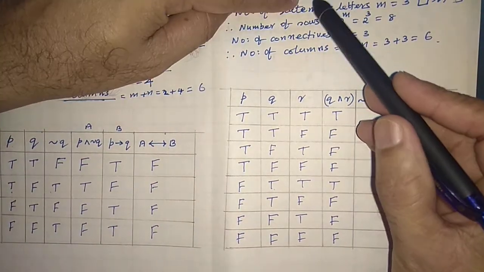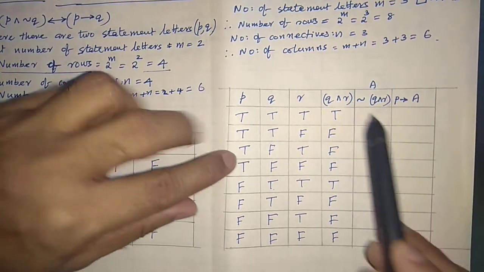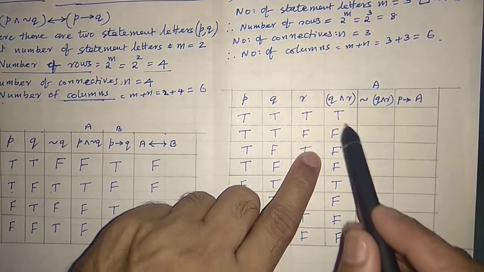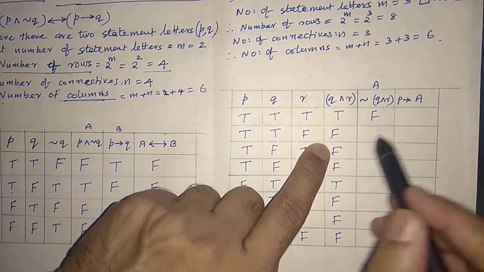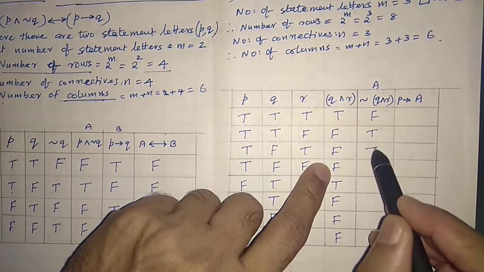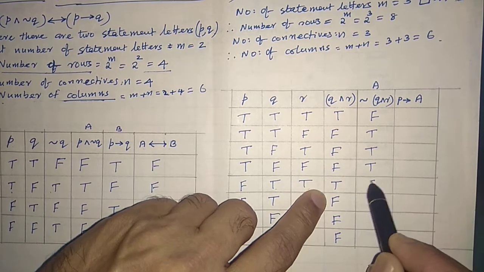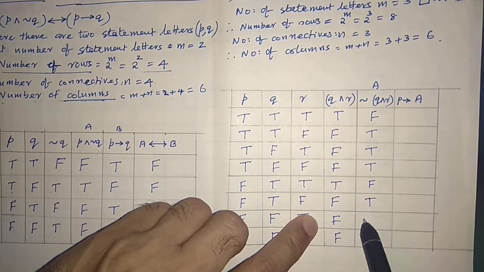But we want the negation of this. We made this. Negation of this means the opposite of its values. T means the opposite value F. F means T. T means F. F means T.